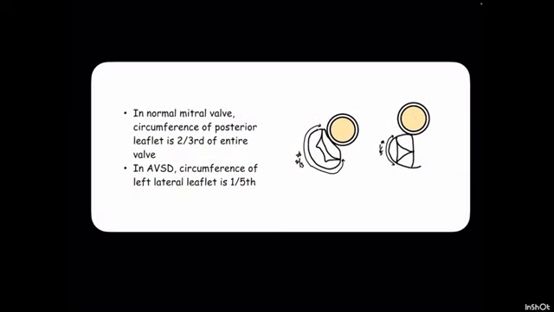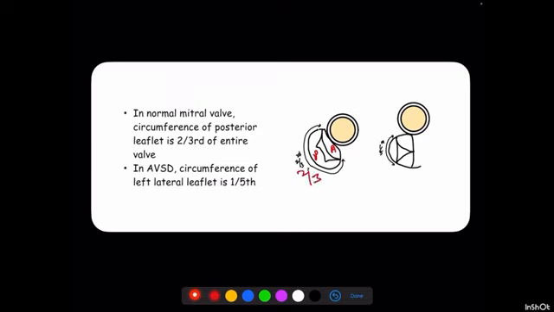In a normal mitral valve, we know this is the posterior leaflet and this is the anterior leaflet. The circumference of the posterior leaflet is 2/3 of the entire valve. Whereas in AVSD, this becomes the left lateral leaflet, and its circumference is only 1/5. Why? Because you have two divided anterior leaflets.